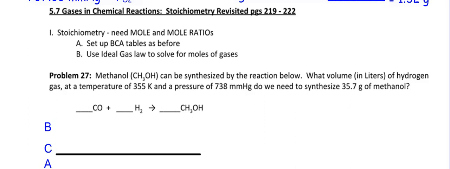So for example, methanol can be synthesized by the reaction below. You're going to have some carbon monoxide and some hydrogen gas, and you're going to make some methanol. So what volume in liters of hydrogen gas at a temperature of 355 Kelvin and a pressure of 738 millimeters of mercury do we need to make 35.7 grams of methanol? What do you think is the first thing we need to do? I'm hoping you say we have to balance it, of course. So go ahead and balance that.